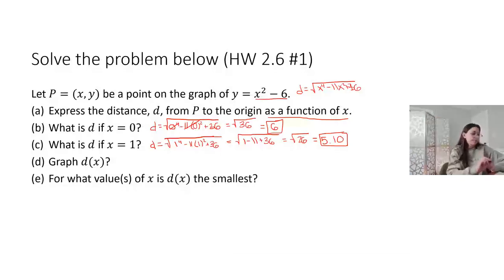And I'm just going to switch back over to my slideshow to write that in. So for what values of x is d of x the smallest? And that was, again, x equals negative 2.35 and positive 2.35.